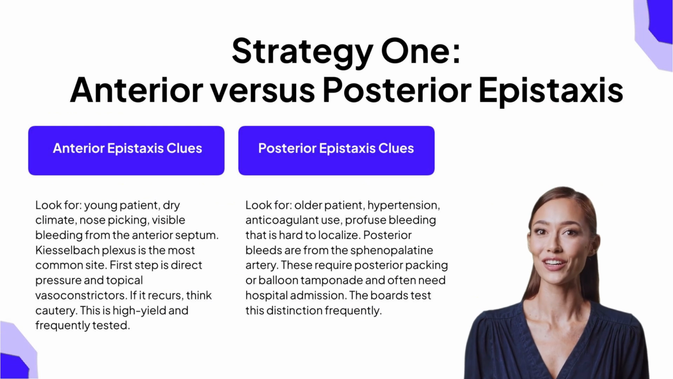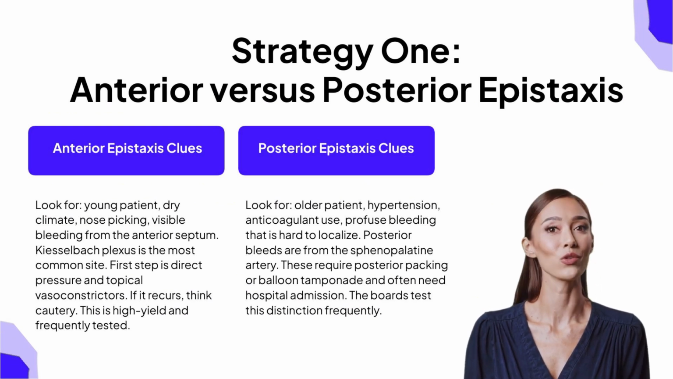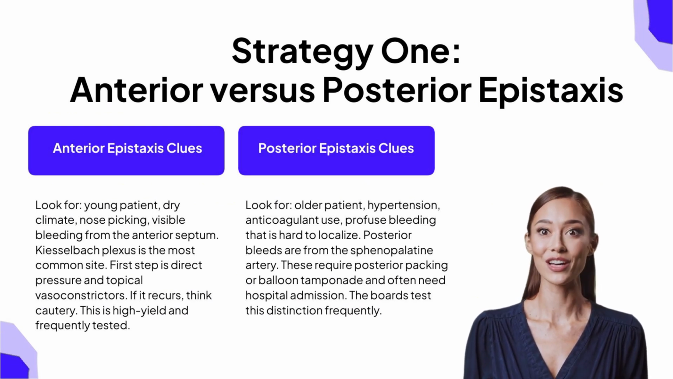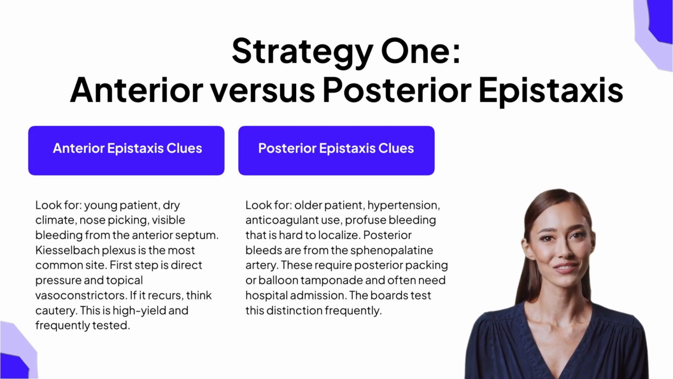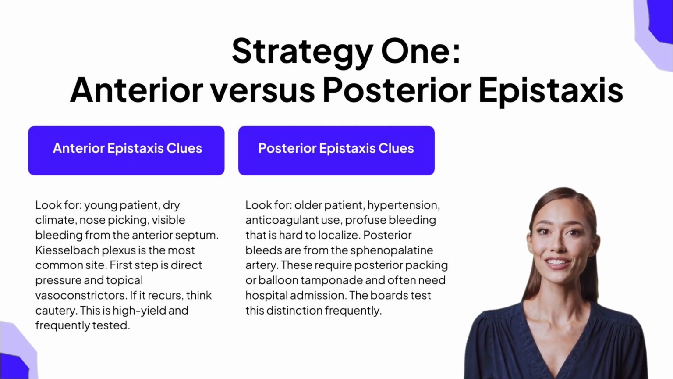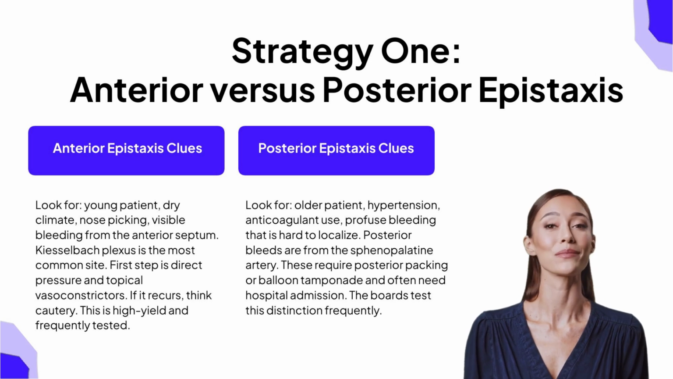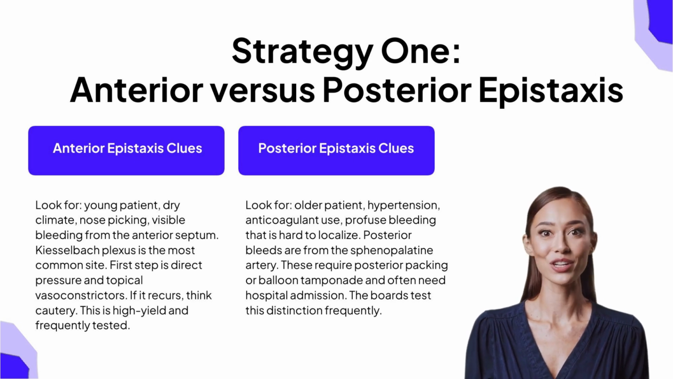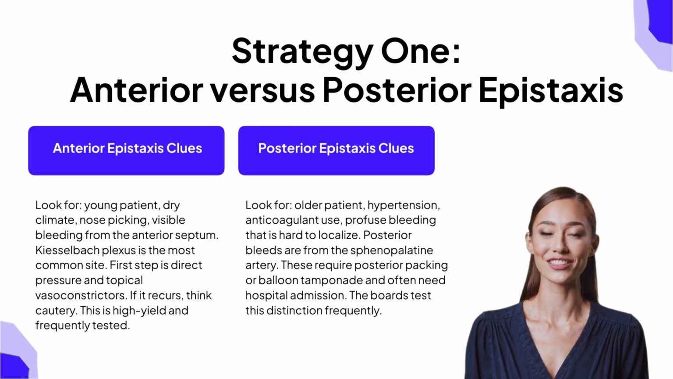Our first strategy focuses on epistaxis, or nosebleeds. When you see a nosebleed question, immediately determine whether it is anterior or posterior. For anterior epistaxis, look for a young patient, dry climate, nose picking, or digital trauma. The bleeding comes from the Kiesselbach plexus on the anterior septum. Management starts with direct pressure and topical vasoconstrictors. For recurrent cases, silver nitrate cauterization is the next step.